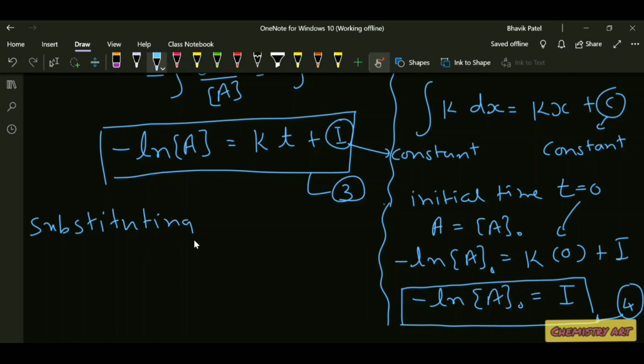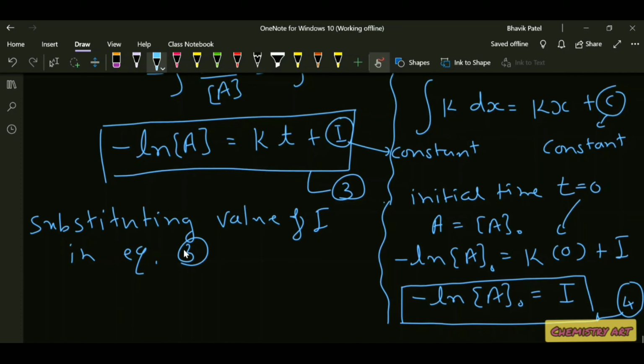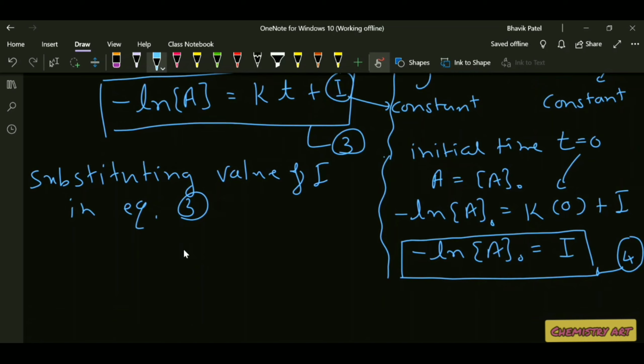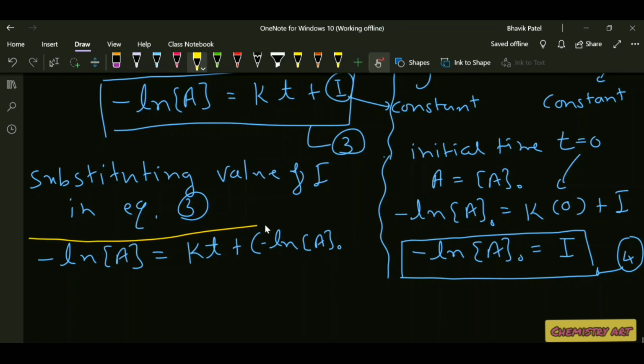Now, by substituting the value of I in equation number 3, what we are going to do is put the value of I in equation number 3. See, minus ln A is equal to kt plus I. So we can write minus ln A is equals to kt plus, instead of I, I am writing ln A naught. This is the very important formula.